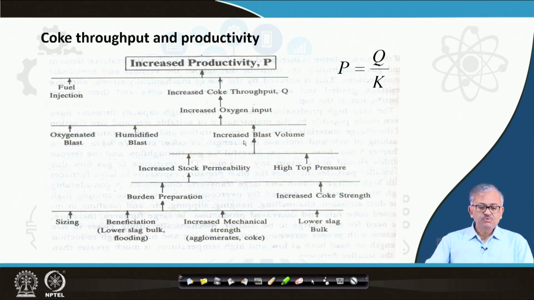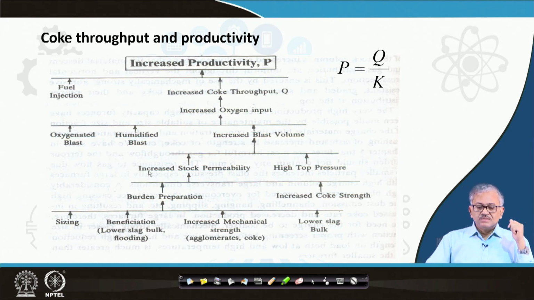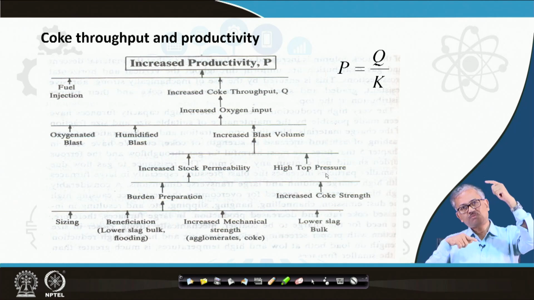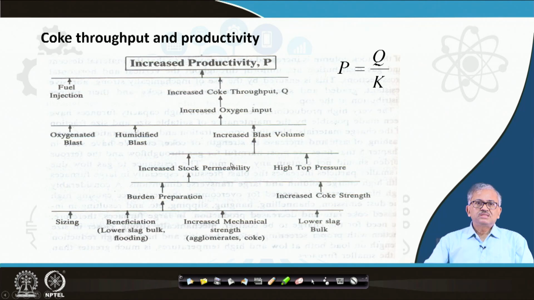Now how can you tackle that pressure drop? You can increase the stock permeability. If you increase the permeability, then even if you give more blast, it will be taken care of, because the energy loss and friction loss will be less. The bed is more permeable, so the pressure drop will not increase that much. Secondly, you can use high top pressure. Pressure drop is basically the bottom pressure minus the top pressure, so if you increase the top pressure, the pressure drop will decrease.